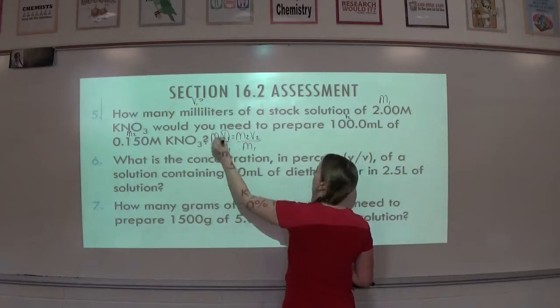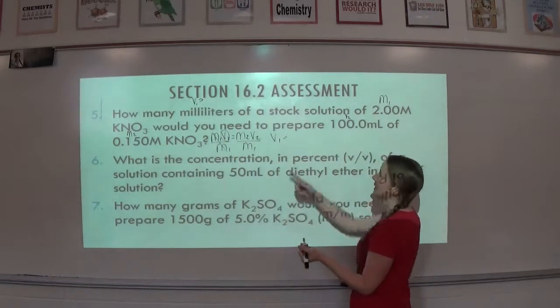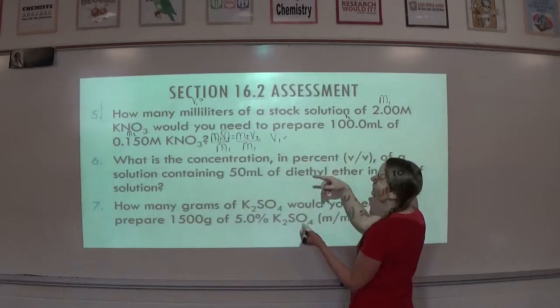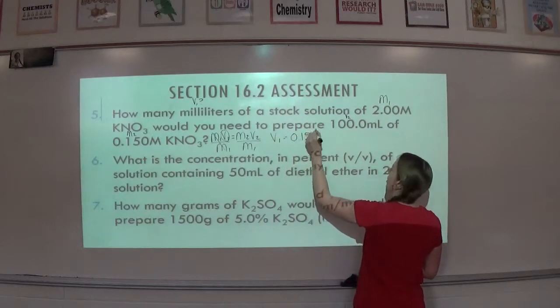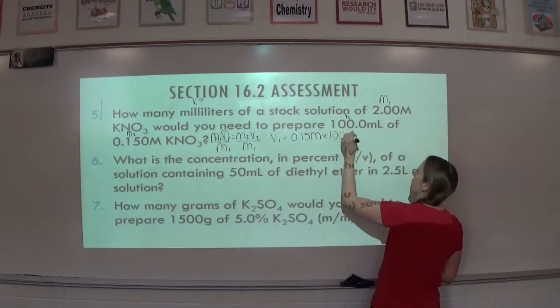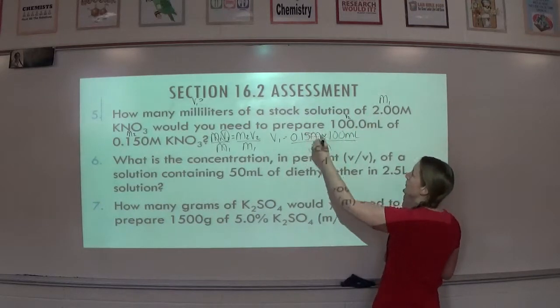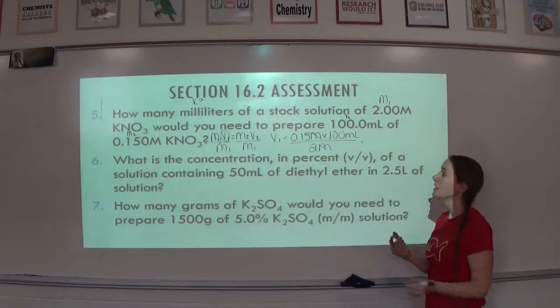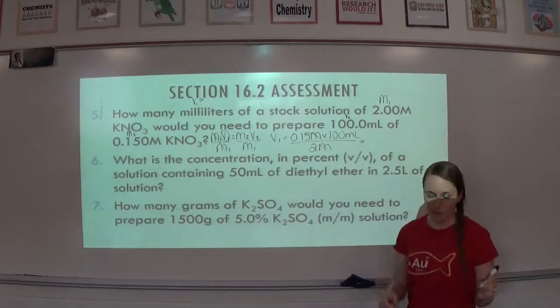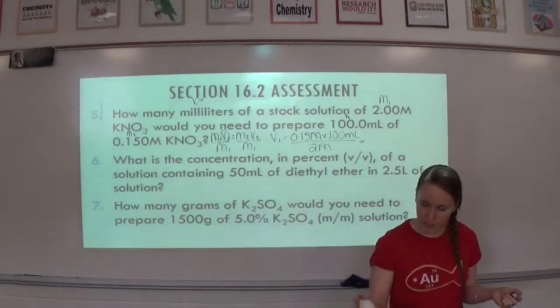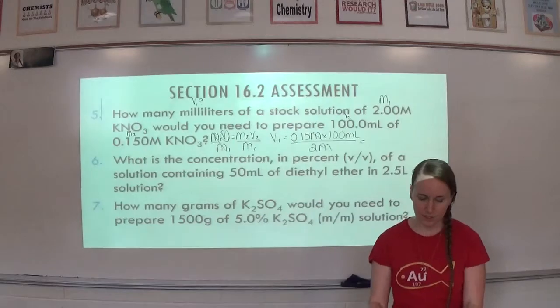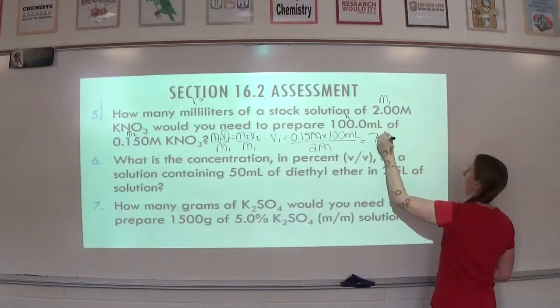So of course we know M1 V1 equals M2 V2, so again we're solving for V1, so we just divide both sides by M1. And then I just plug in, so my M2 is 0.15 molar, my V2 is 100 milliliters, and my M1 is 2 molar. Like once you label, it makes it really easy to just plug in. So, sorry, that equal sign was terrible. And once I solved this one, I got 7.5 milliliters.